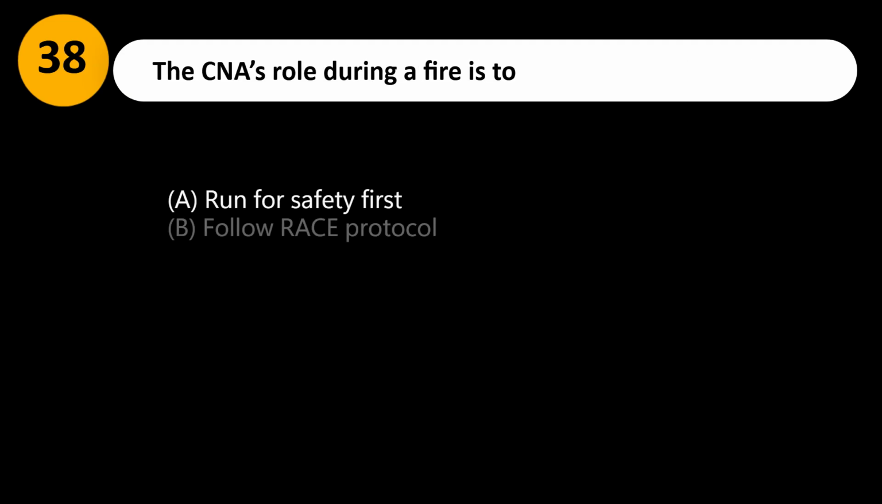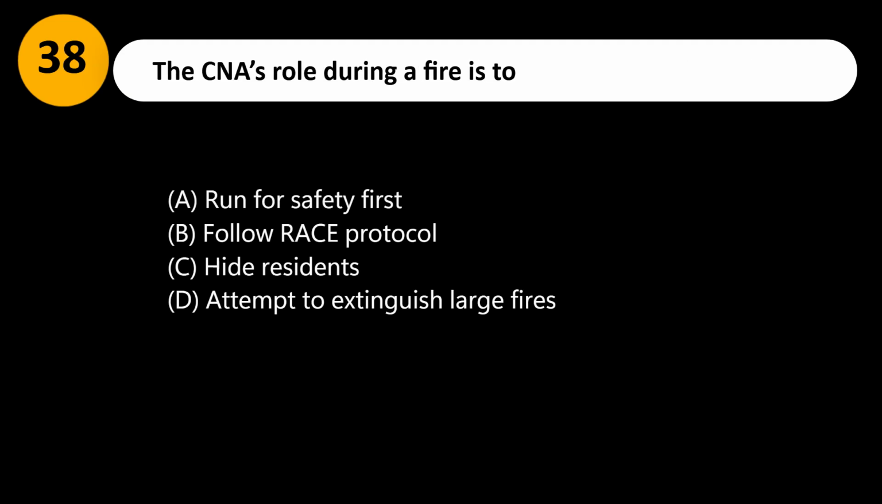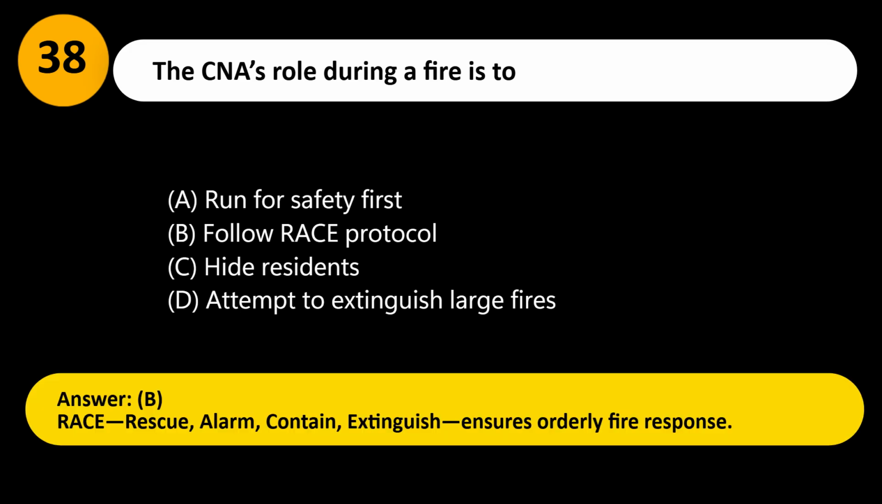The CNA's role during a fire is to A. Run for safety first. B. Follow RACE protocol. C. Hide residents. D. Attempt to extinguish large fires. Answer: B. RACE: rescue, alarm, contain, extinguish, ensures orderly fire response.